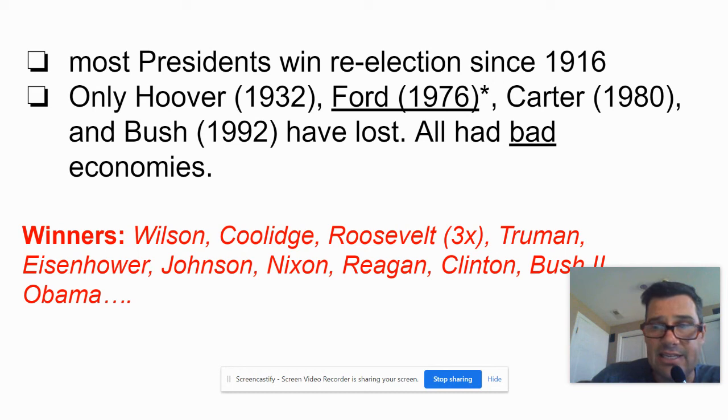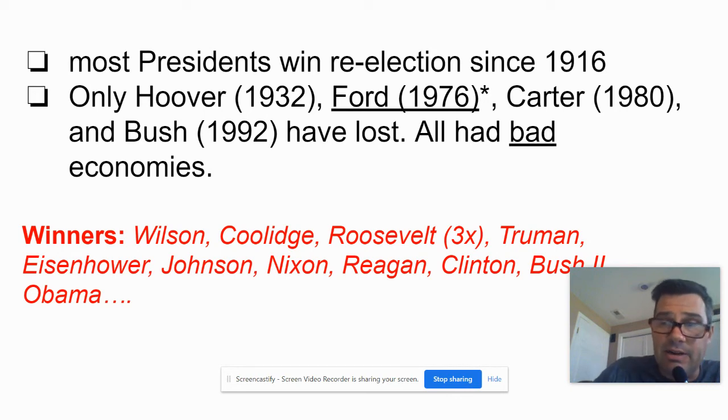Ford in 1976, and I starred Ford because he is an incumbent, but he had never won the election because Nixon resigned. He hadn't even been elected vice president because Spiro Agnew, Nixon's vice president, had resigned in disgrace. And so Ford's kind of a weird case. Carter, 1980, and Bush in 92. Those four presidents were running for re-election and they lost. And they're the only ones in the last 100 years.